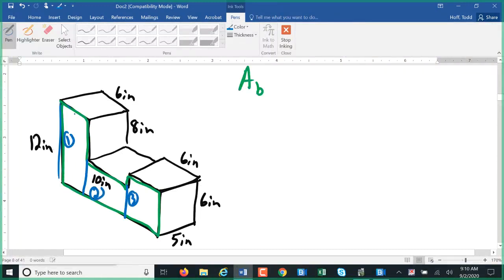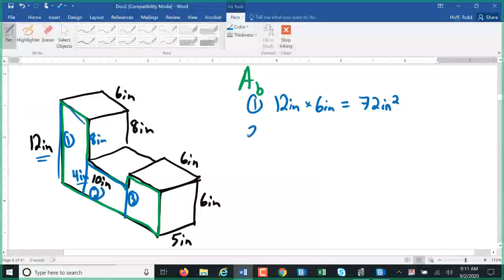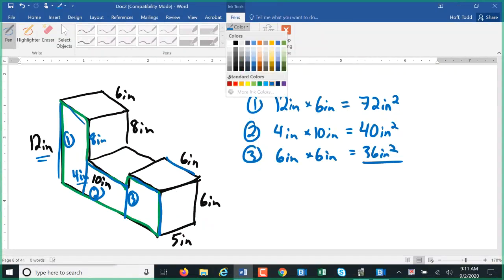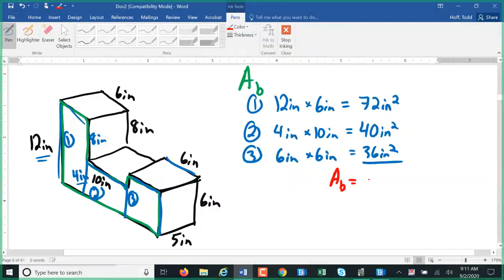This first piece here is 12 by 6, 72 inches squared. My second piece here, well, this is 10 inches. If this is 8, this has to be 4 because they have to add up to the 12. So that piece is 4 by 10, or 40 inches squared. And finally, this third piece, this is 6 here, and this is 6 here. So that's just 6 by 6, 36 inches squared.